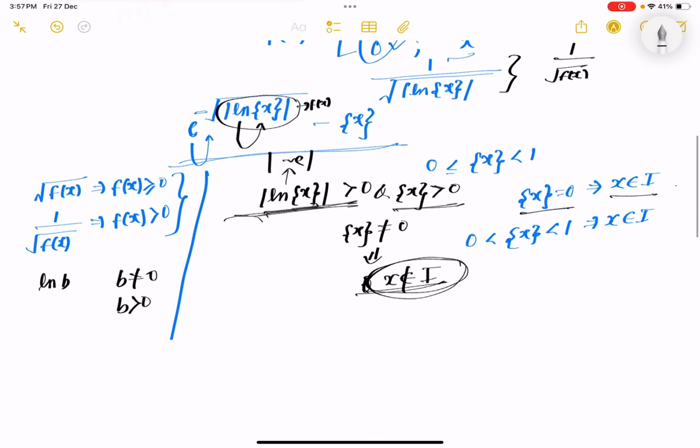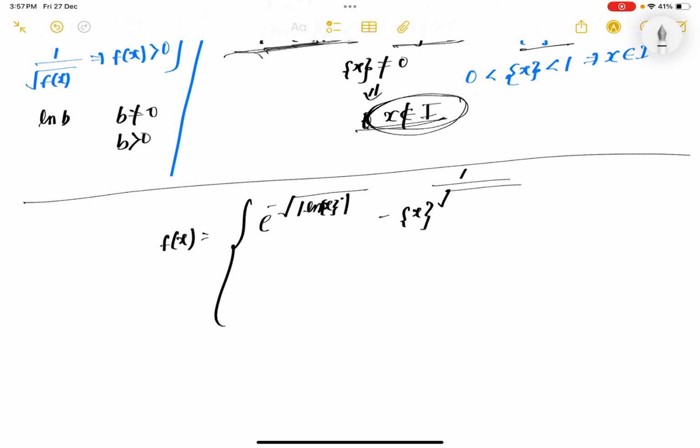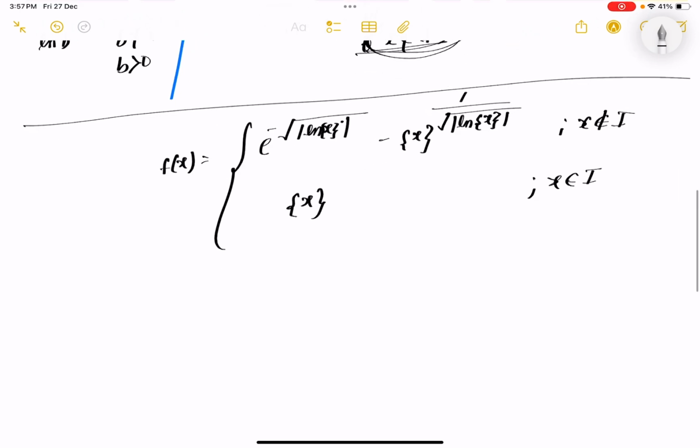So the domain is found, but my entire aim is to prove the function is both odd and even. Means I have to prove this value is always 0. So now let's write it again. This is given e to the power minus mod of ln of the fractional part of x, minus the fractional part of x, 1 by square root of mod of ln of the fractional part of x. And this applies when x does not belong to integers, and the fractional part of x when x belongs to integers. I hope till here this is clear.